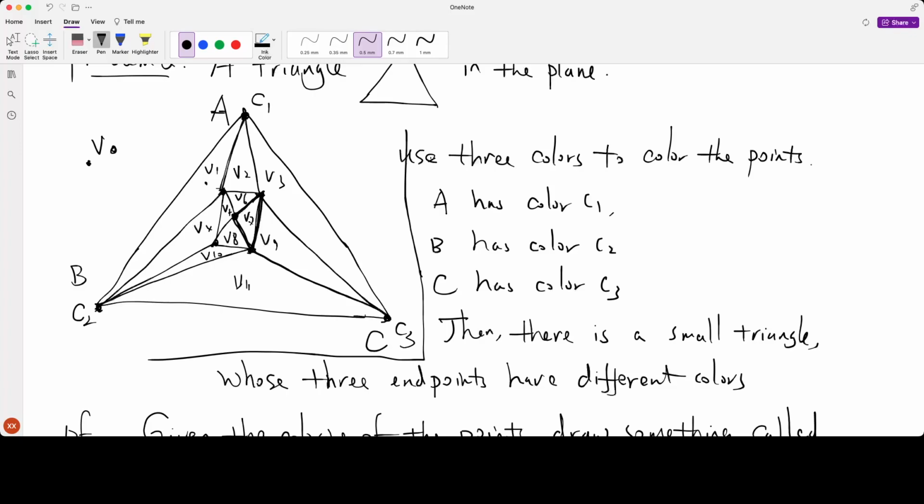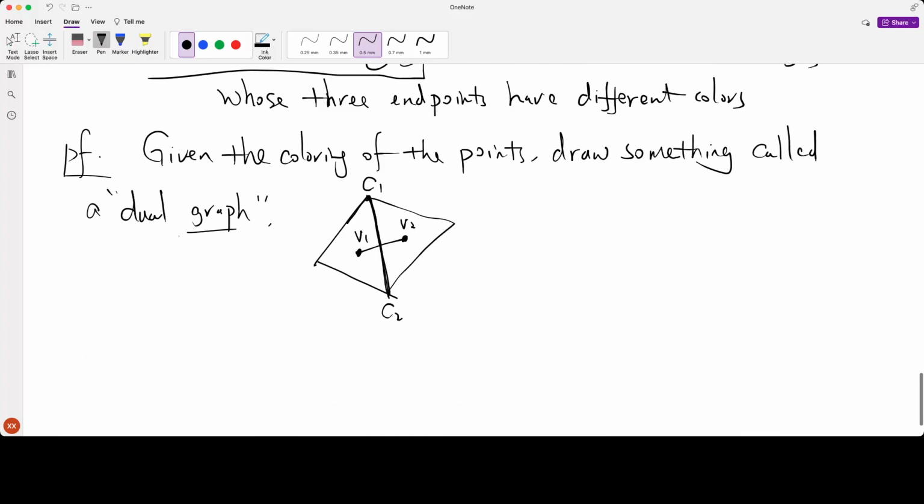And I have some coloring. For example, here maybe it's C1, I don't know. Maybe this here is C2. Maybe here is C3. I don't care. So I only look at the local situation. If two triangles, V1 and V2, their boundary, which is an edge, which is a line segment, and its two endpoints are colored with C1 and C2, then I put an edge.